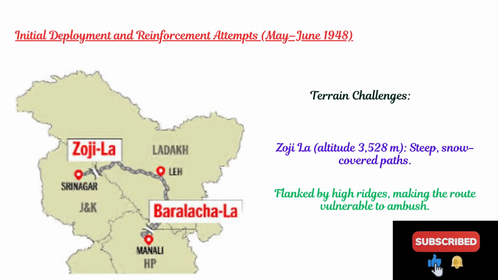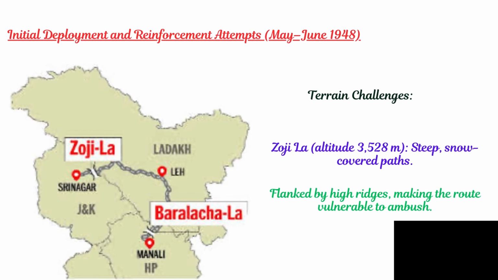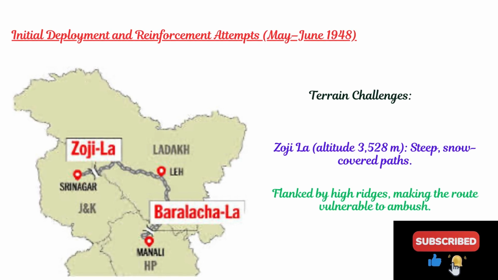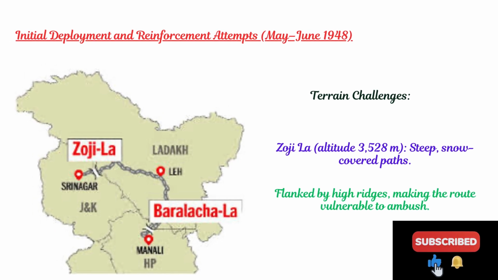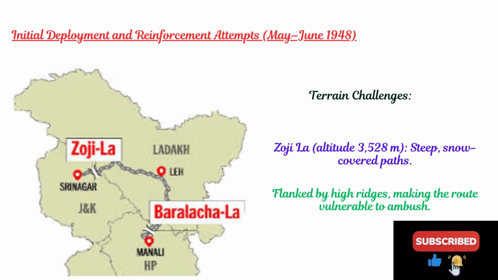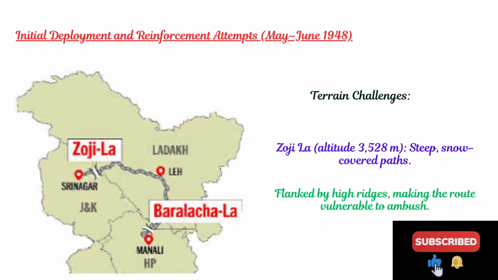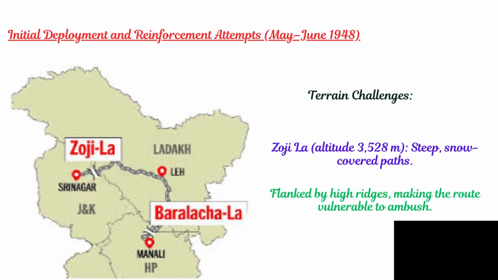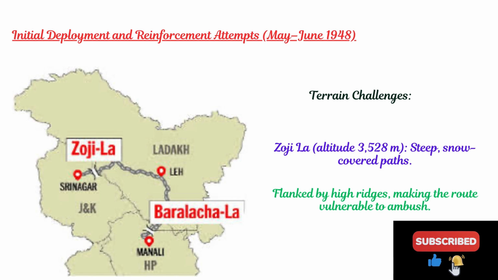Vulnerability to ambush. High ridges flanking the pass made the route highly susceptible to raider ambushes. These natural choke points allowed the raiders to effectively disrupt Indian troop movements and supply chains. Friends, Joji La was not just a logistical nightmare, but also a strategic vulnerability. The terrain itself became an enemy, making reinforcement efforts even harder under the constant threat of ambushes.